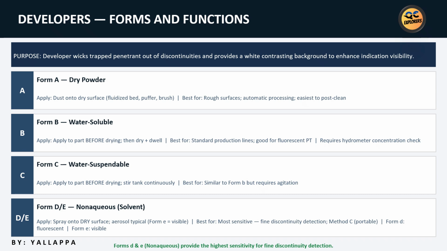Now, from practical experience, improper developer application is one of the most common reasons for weak or unclear indications. Too much developer can mask indications completely. Too little developer reduces sensitivity. So always apply a thin, uniform coating. And please remember this important exam question. Which developer provides the highest sensitivity? Answer: non-aqueous developers, forms D and E.